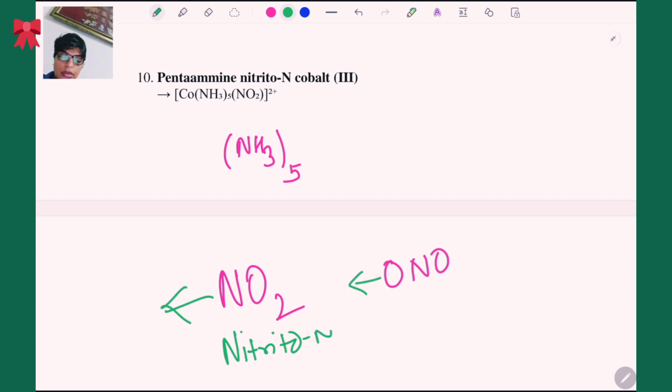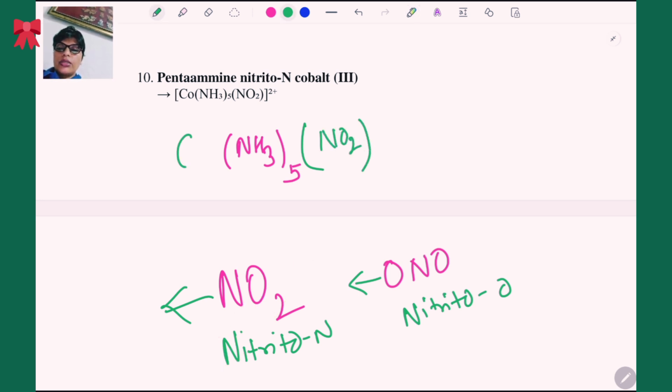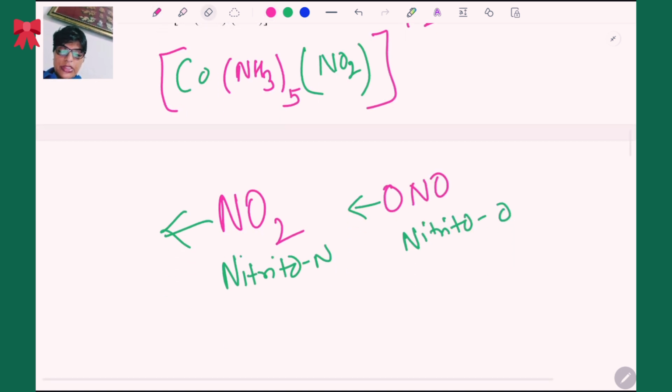So we'll write nitrito N. When you connect it through ONO, it will be written as nitrito O. Now in this particular question, it is written as nitrito N. So we'll be writing it this way. Got it? So we'll write it as NO2 and cobalt 3. Oh, sorry. Let's do the rough work now. So you'll have cobalt as 3, ammonia is 0, NO2 is -1, so 3 minus 1 is +2. This is your answer. After doing your work, please clean the rough work. Clear? Do this with pencil only in the exam.